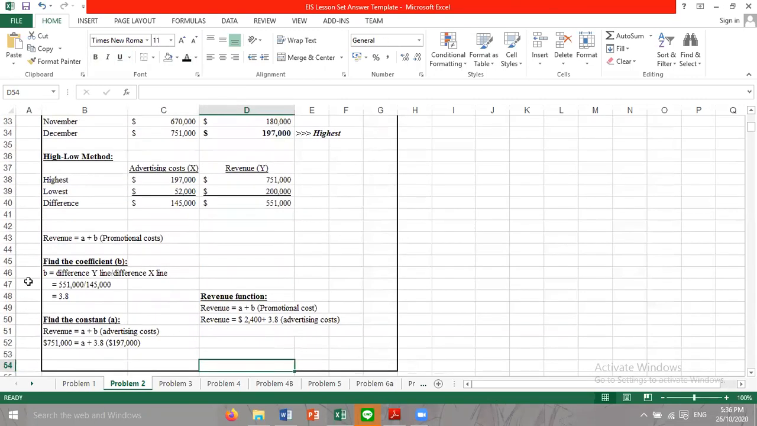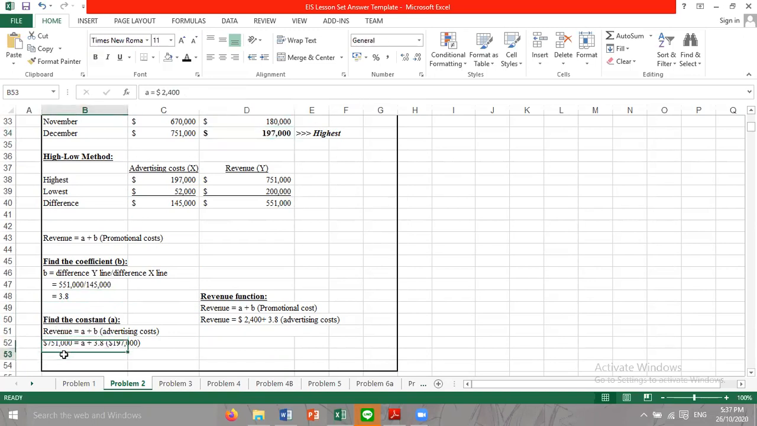In this case, I use the highest data point. So I can make a formula: the highest data point in revenue, 751,000, equals A plus 3.8, the coefficient we have estimated using the high-low method, times the advertising cost at the highest data point, which is 197,000.